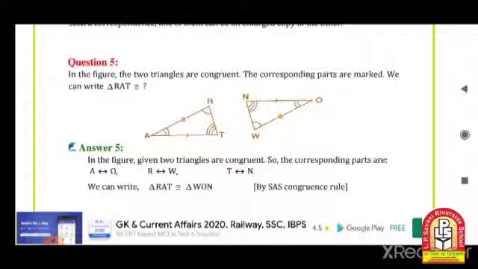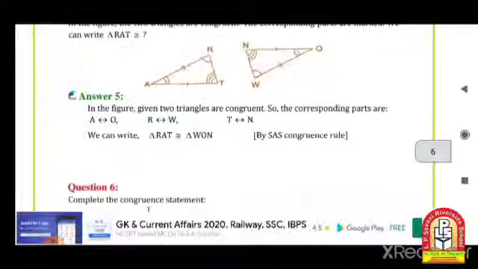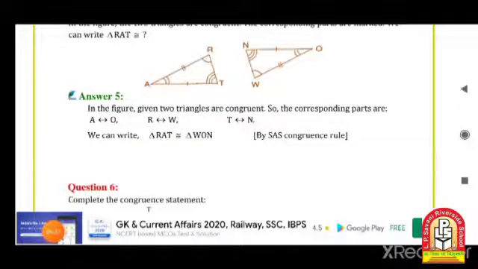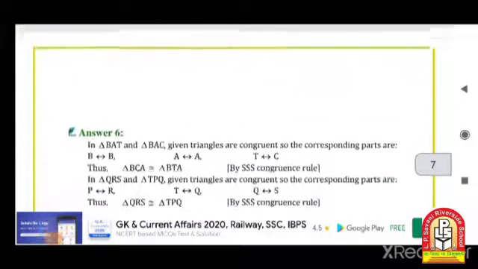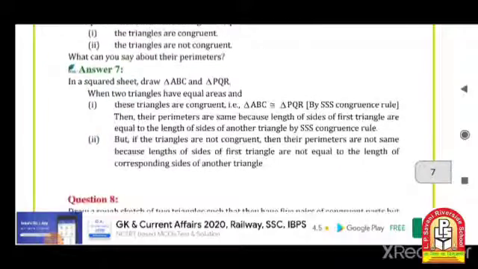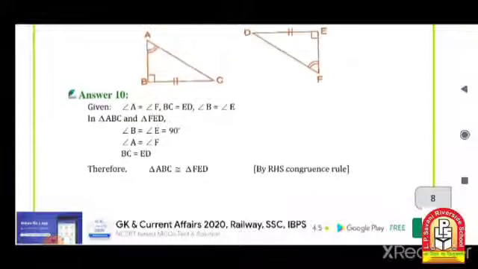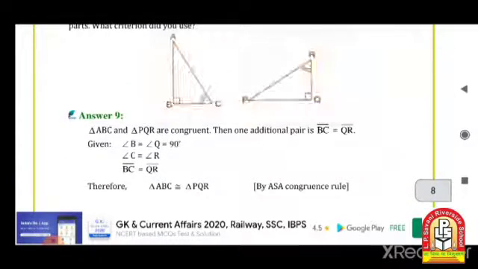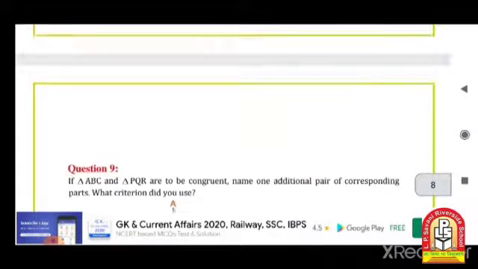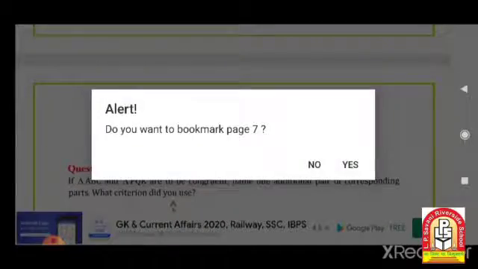In the figure, the two triangles are congruent, and the corresponding parts are marked. We can write RAT, and see which kind of triangle we can measure. So there are different applications of this. Let's see if any other topic is new or not. So we have to use these characteristics in this application of triangles.